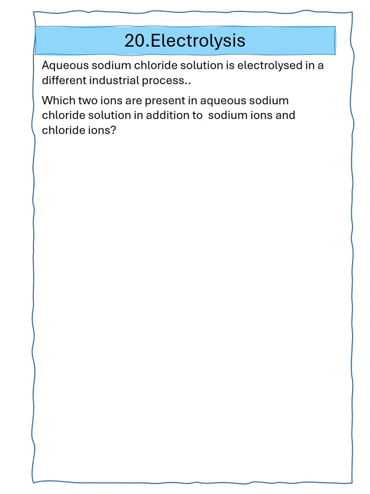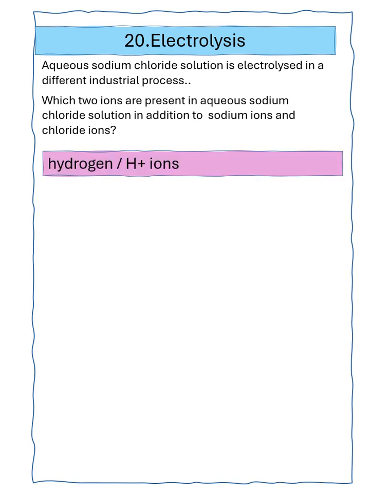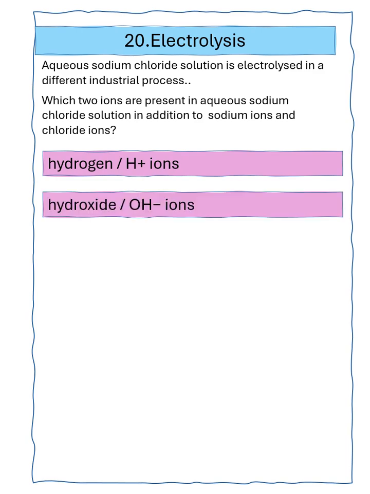Question 20 about electrolysis says aqueous sodium chloride solution is electrolyzed in different industrial processes. Which 2 ions are present in aqueous sodium chloride solution, in addition to sodium ions and chloride ions? So remember, aqueous solution, we've also got water present. So we're already told about the ions in the sodium chloride. So we need to talk about the ions that water would form. So water would form hydrogen, H plus, and hydroxide, OH minus.